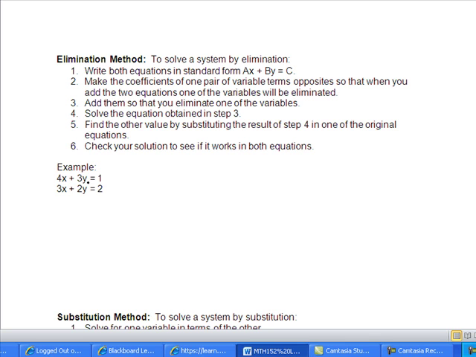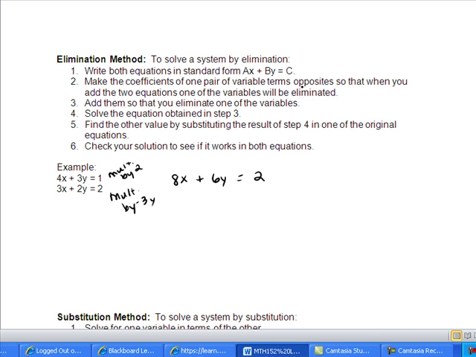Now we choose one of the equations, and it really doesn't matter which one. I'll just take the first one: 4 times 4 plus 3y equals 1. 12 plus 3y equals 1. If we subtract 12, we get 3y equals -11, and divide by 3, we get y is -11/3. And I want to check something.